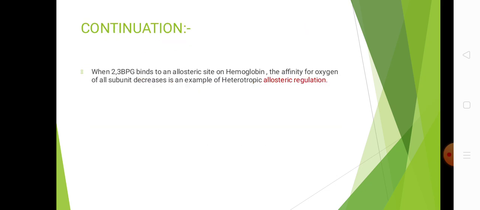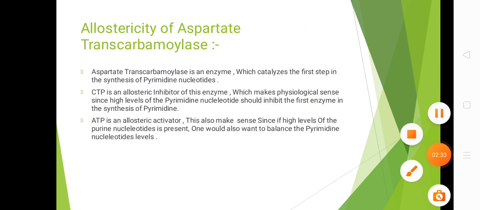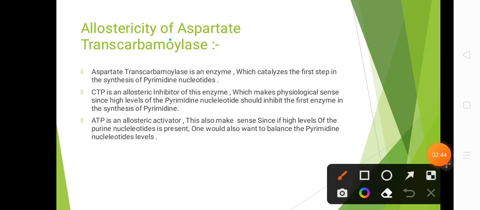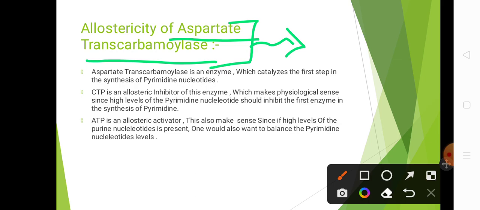So now let's move to the allostericity of aspartate transcarbamylase. Before going to talk about it, I want to tell you that we have already discussed this enzyme, aspartate transcarbamylase. Now, pause the video and try to think where we have discussed it. We have discussed it during the discussion of de novo synthesis of pyrimidine nucleotides, right?